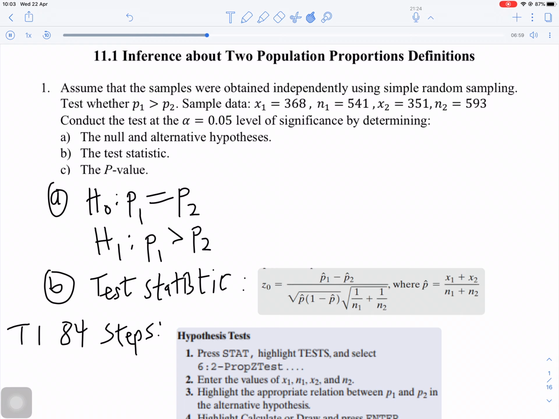H1 is given as P1 is greater than P2. Then B, we want to find the test statistic. Now, to compute the test statistic by hand, that is given by the formula I've written on the screen.